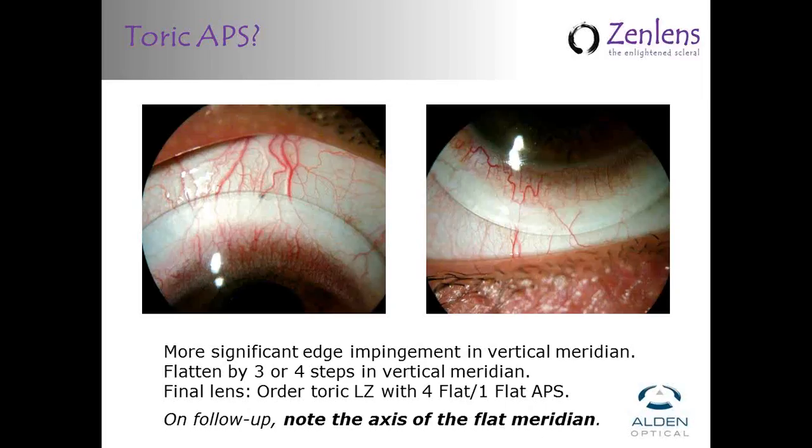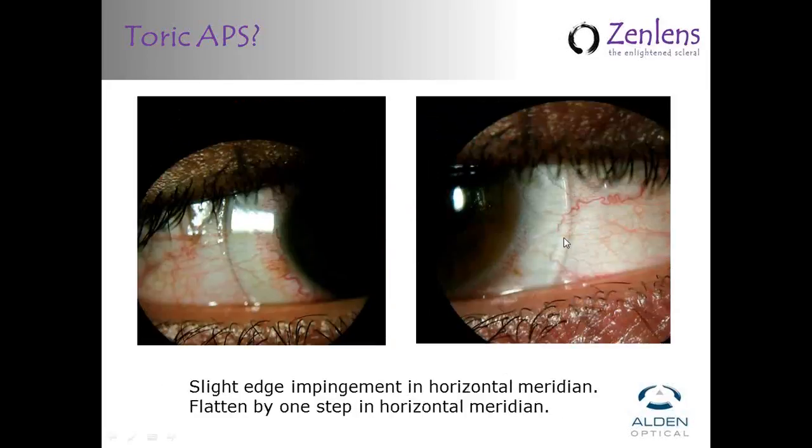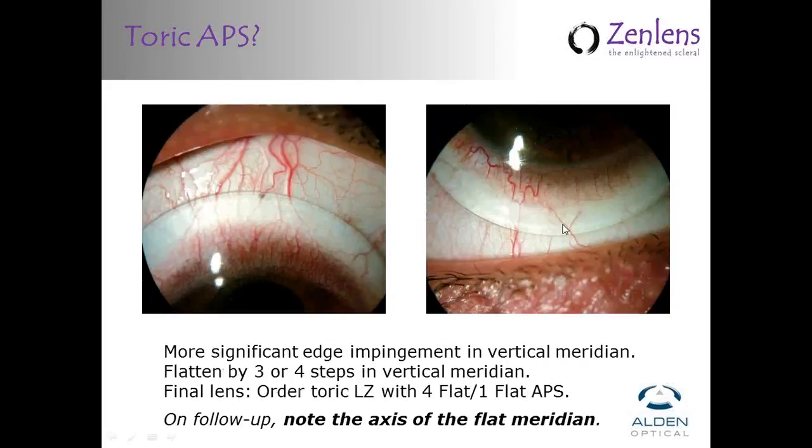But what's interesting here is you look at the vertical meridian, and now it's a little more obvious that you're seeing blanching of the vessels where that blood flow is getting cut off here superiorly and inferiorly. So this is an example of what would be against the rule scleral toricity. Not as common, but certainly not rare. So this is an example where we would order a lens with, let's say we decided to go flat 1 in this horizontal meridian, but we wanted to flatten it maybe 3 or 4 steps in this vertical meridian.